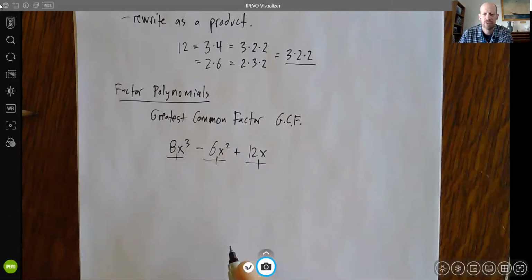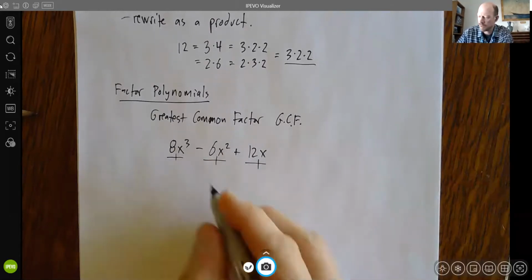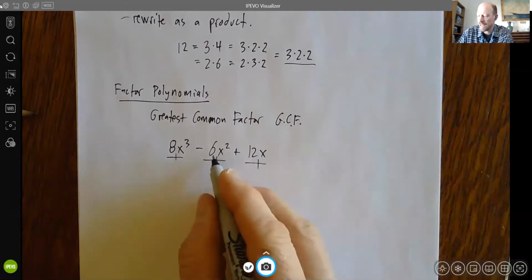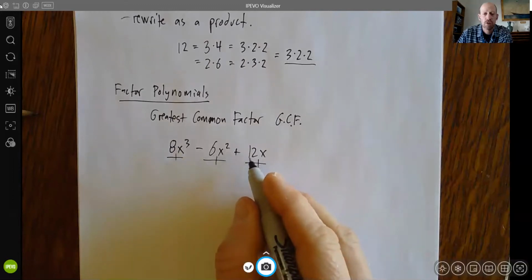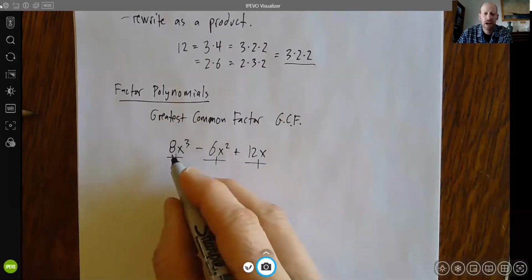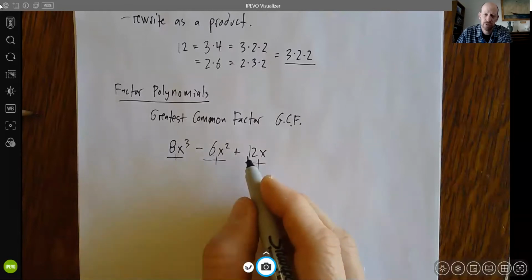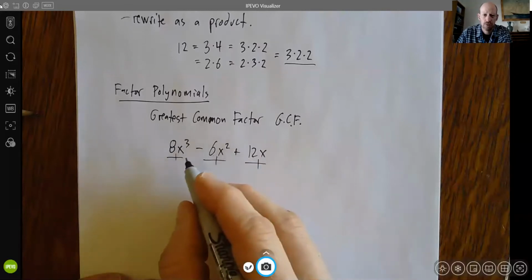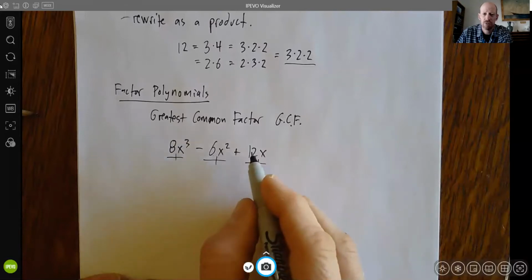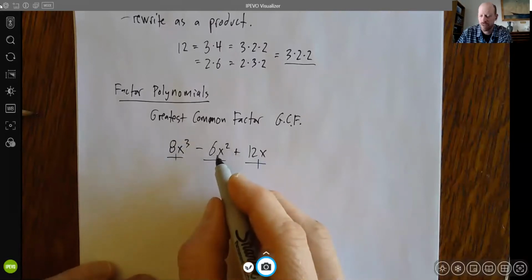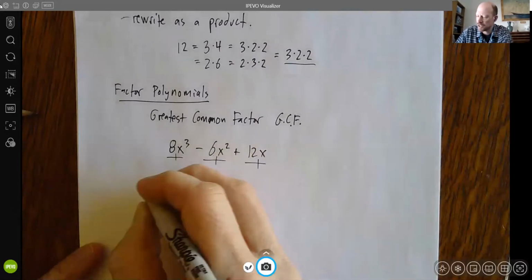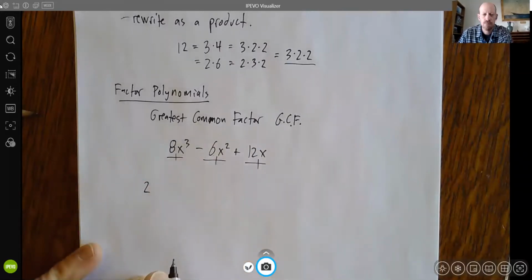Remember, the coefficients are the numerical part in the front. So when I look at 8, 6, and 12, the largest number that's common to all 3 of those is 2, right? 4 goes into 8 and 4 goes into 12, so that's a factor of 8 and 12, but 4 doesn't go into 6. So I know that my GCF is going to be a 2.